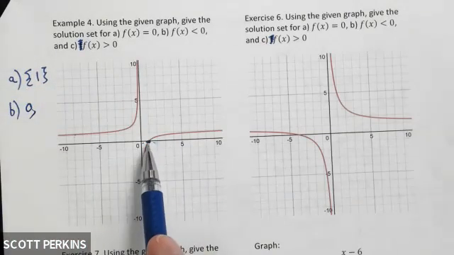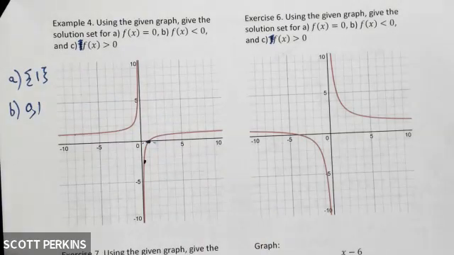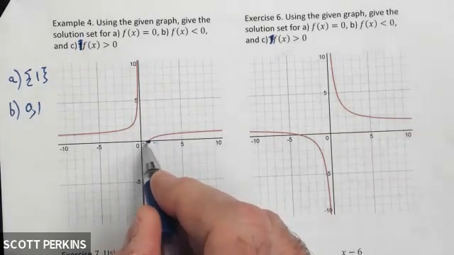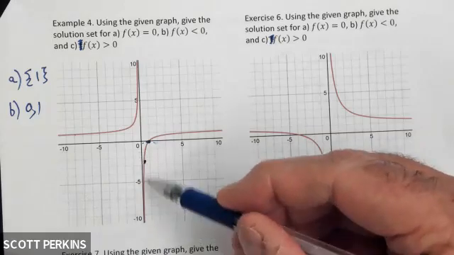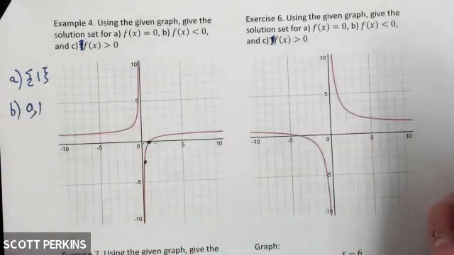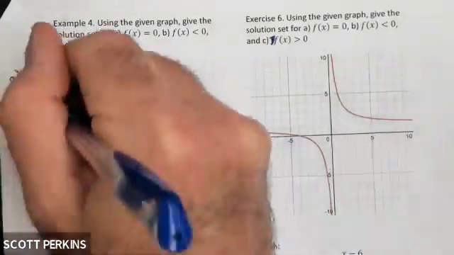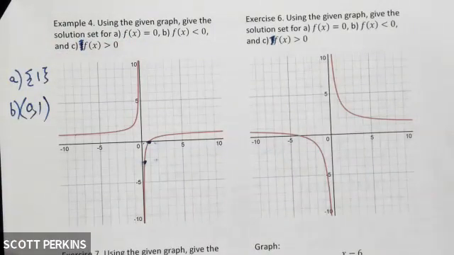And then where does it stop? At 1. That's that interval from 0 to 1. In this little gap right here from 0 to 1, all the y values are below the x-axis. I'm not interested in equality. I have to avoid that asymptote. So the asymptote gets a parenthesis. The point of equality gets a parenthesis.